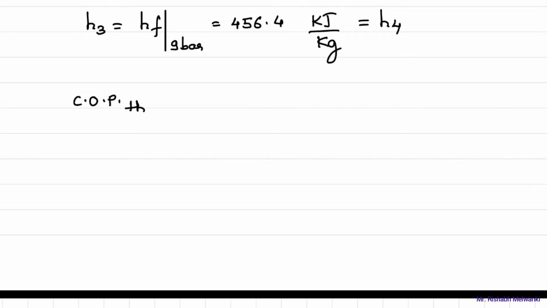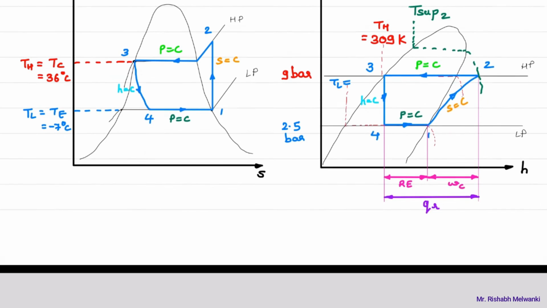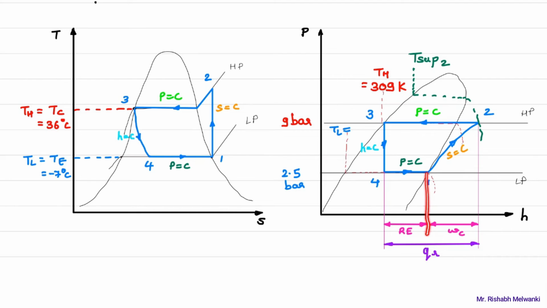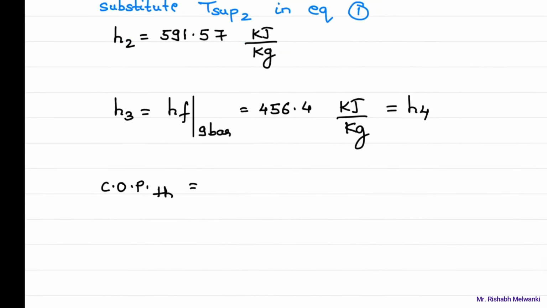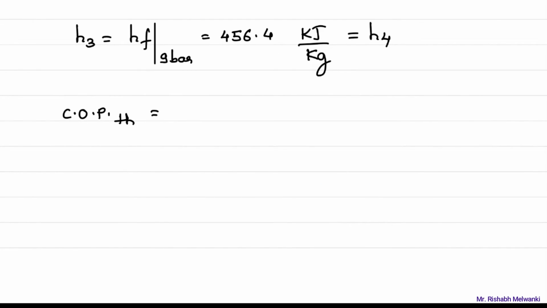It will be the refrigerating effect. What is the refrigerating effect? H1 minus H4, upon the compressor work, H2 minus H1. So we'll write down the equation here. COP theoretical is refrigerating effect upon compressor work, which is H1 minus H4 upon H2 minus H1.